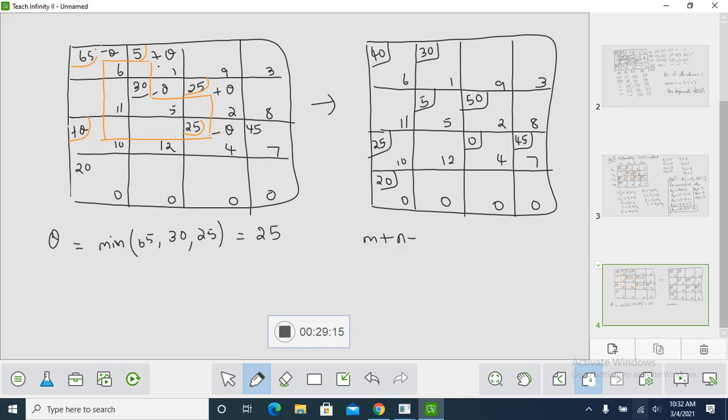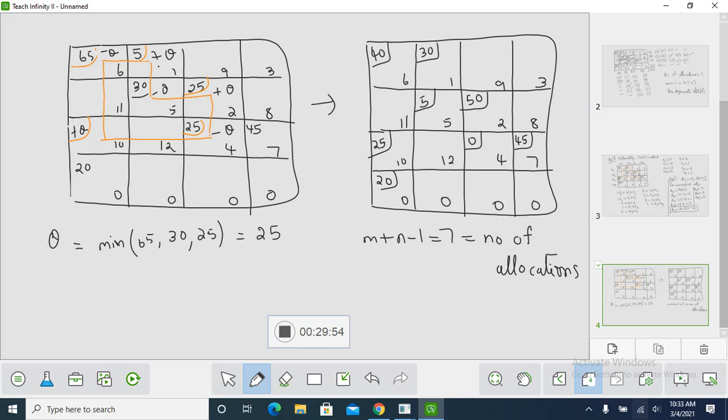Our m plus n minus 1, equal to 7, equals the number of allocations. Now again we have to calculate our Cij and Dij. This 0 is not treated as an allocation because the cost is 0. It is the same as writing there is no such allocation. So the number of allocations is now 7 and we need to calculate our Cij and Dij for this table. How to calculate the Cij and Dij? Once again calculate it for all occupied cells and for all unoccupied cells.